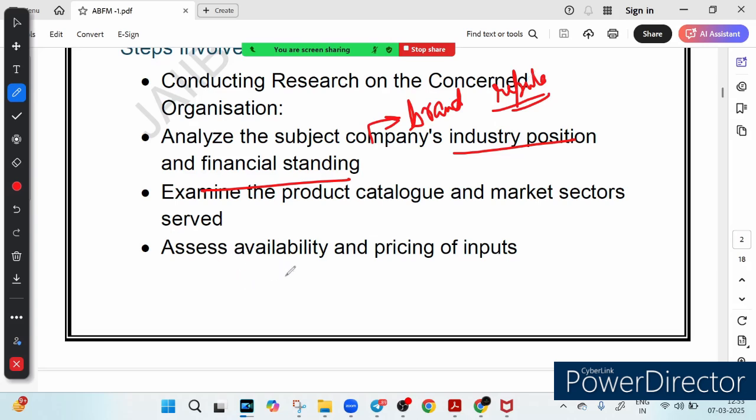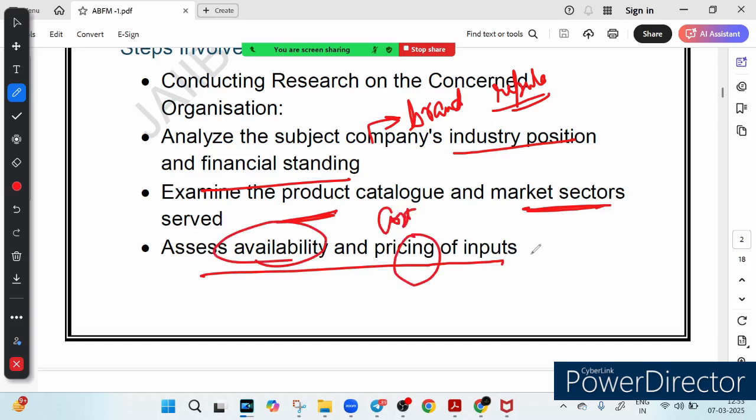Second thing we look at is the product and market scope. What product does the company offer? Which customers does it serve? Is it a niche player or is it a market leader? The broader the reach, the stronger the valuation. Third thing is the cost and availability of raw material. You look at the pricing, that is the cost.